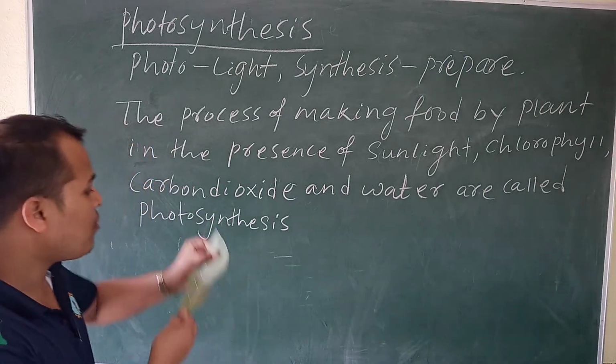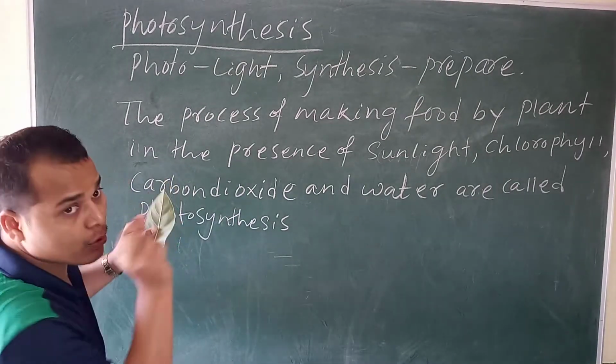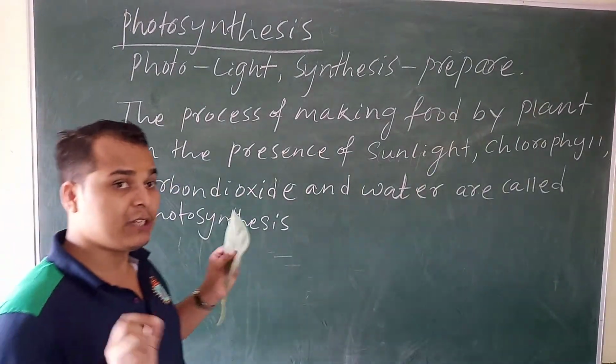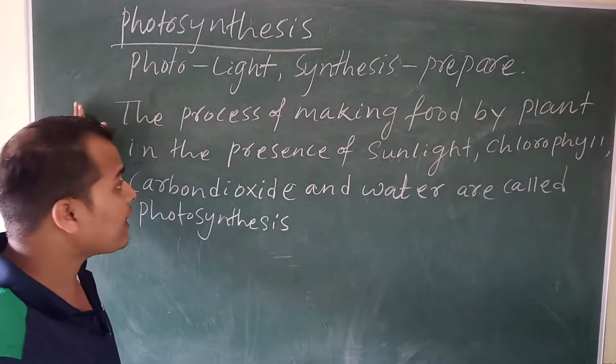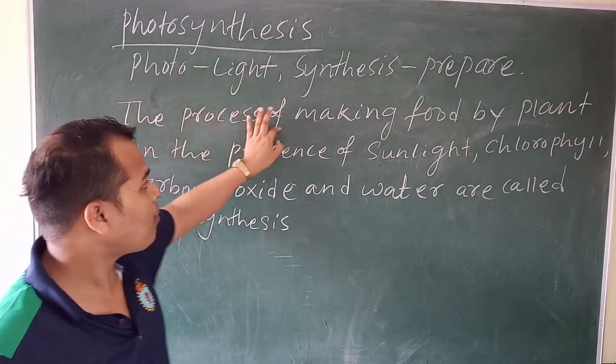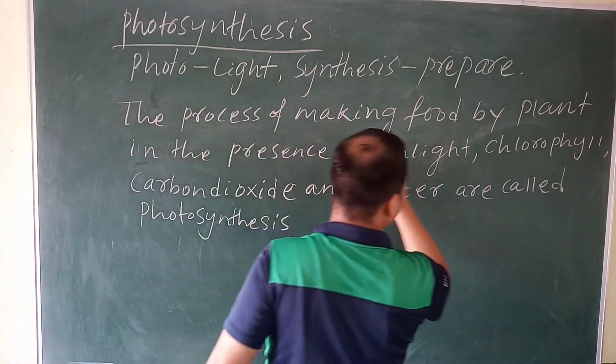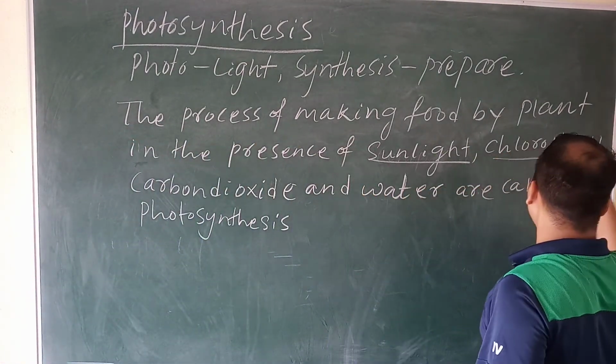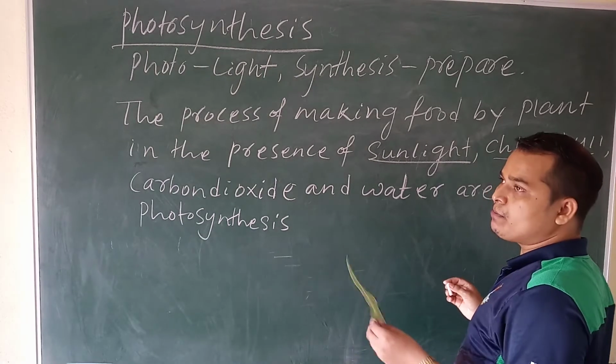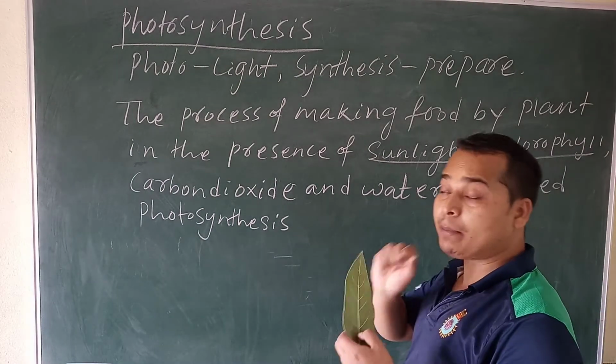So what will happen? In the leaves, a green pigment is there. That's why plants can prepare food. How can plants prepare it? It is the process of making food by plants in the presence of what? First sunlight, then chlorophyll. What is chlorophyll? It is found in the leaves. It is a green pigment.